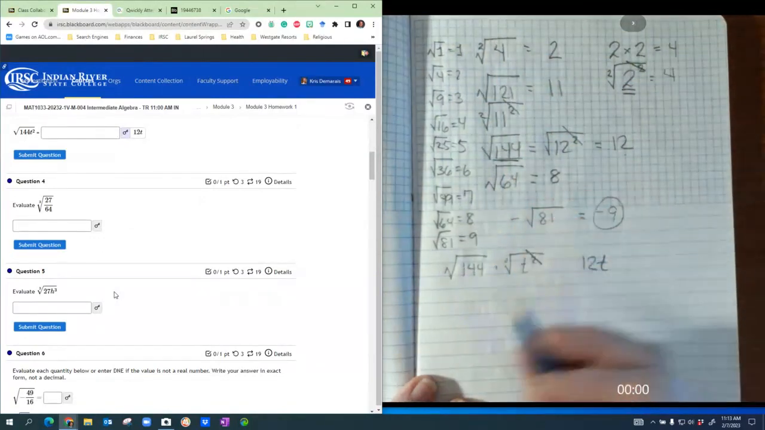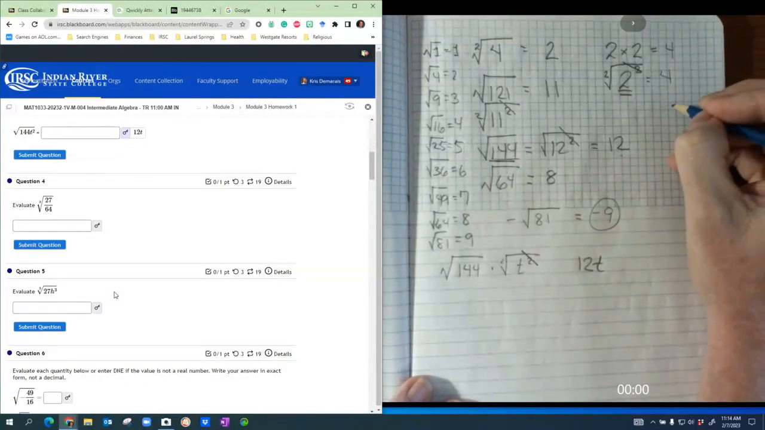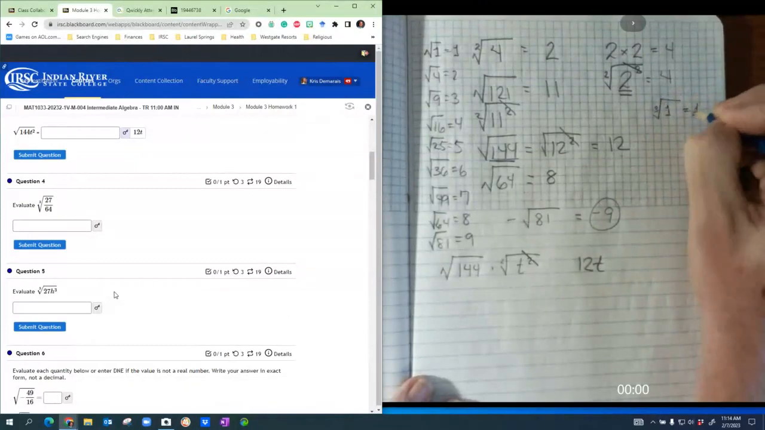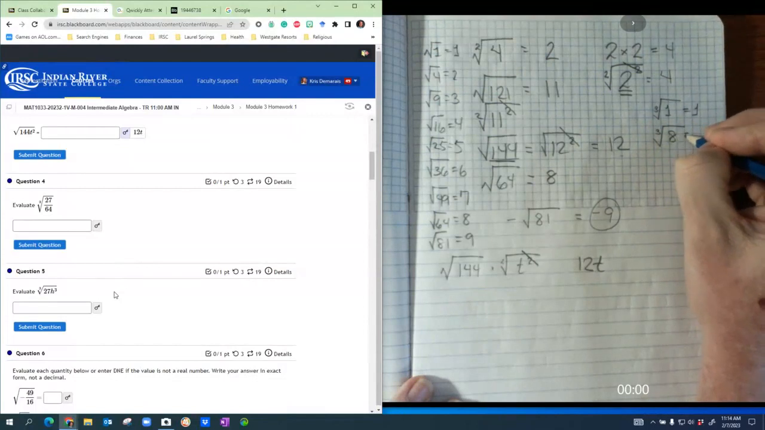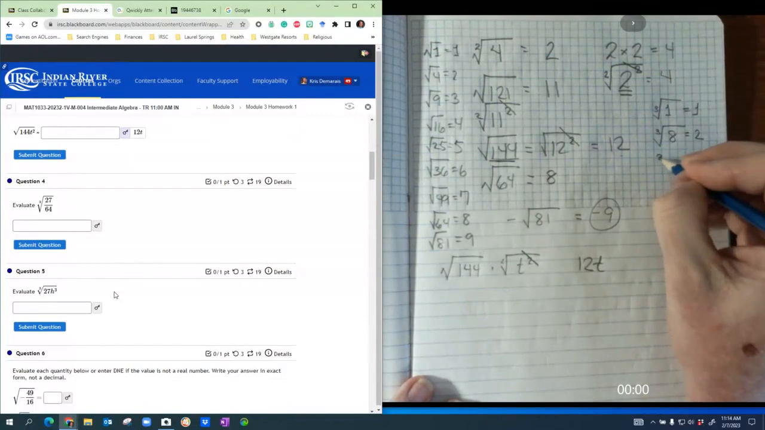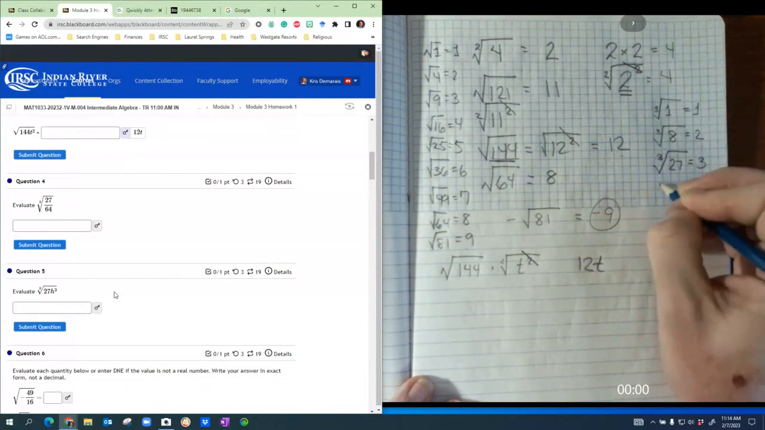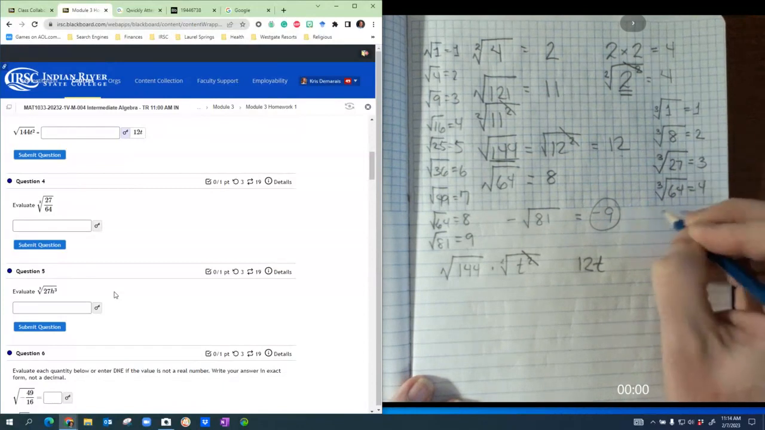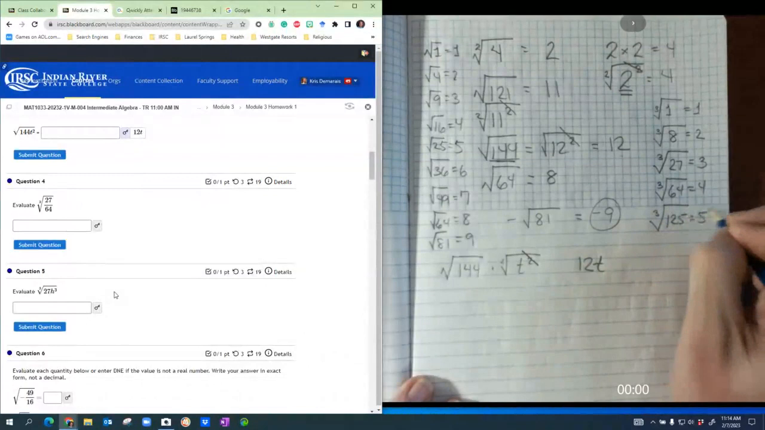I didn't do them all the way up to 12, but likewise, you should do that for the perfect cubes as well. So if you do, the cubic root of 1 is 1, the cubic root of 8 is 2. The cubic root of 27 is 3. The cubic root of 64 is 4. The cubic root of 125 is 5.